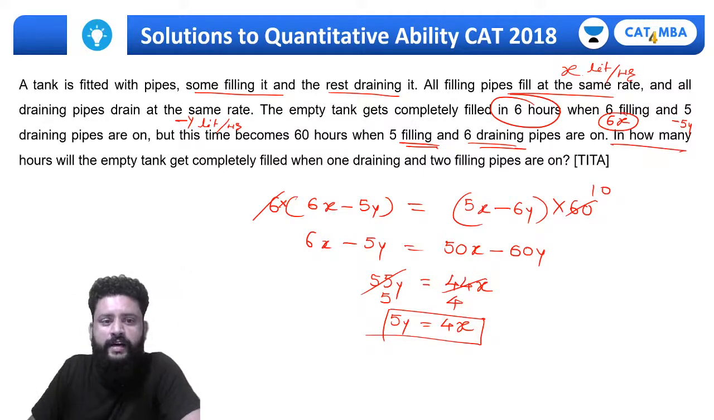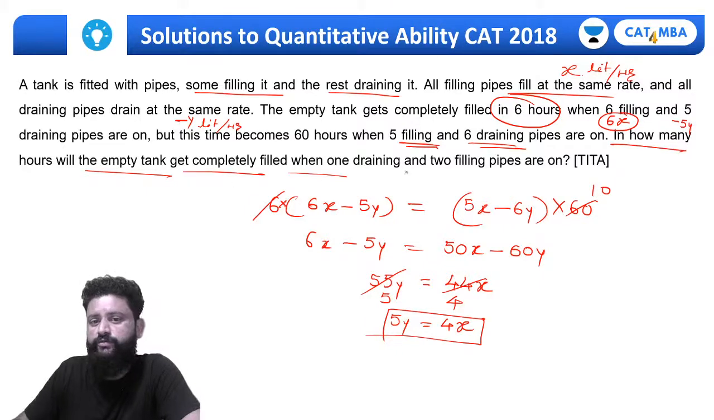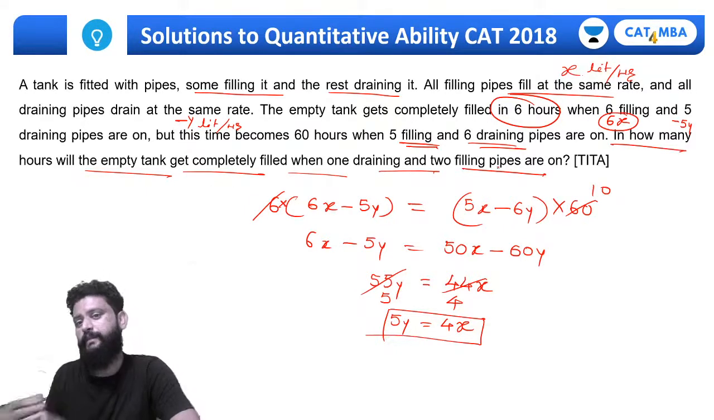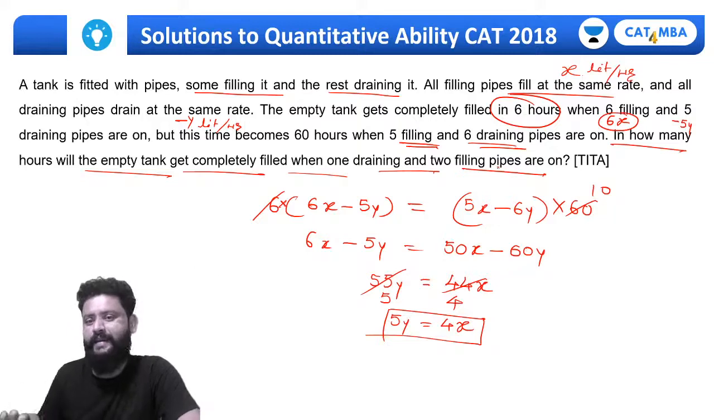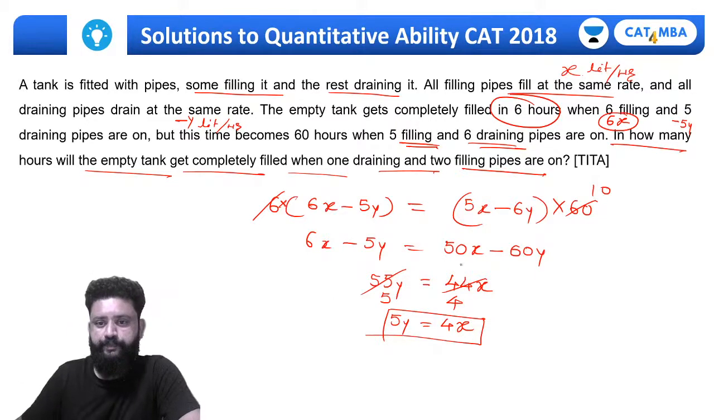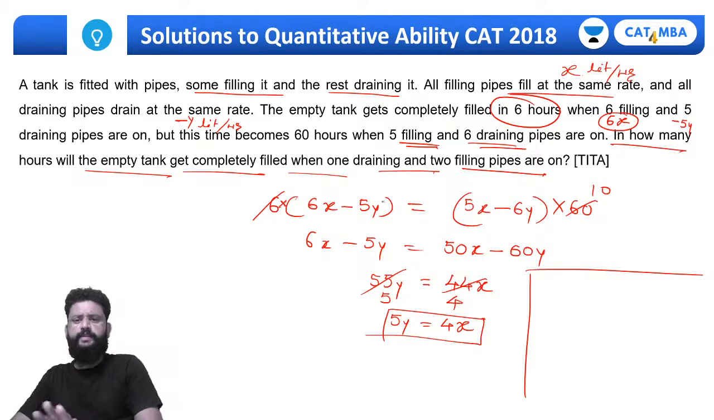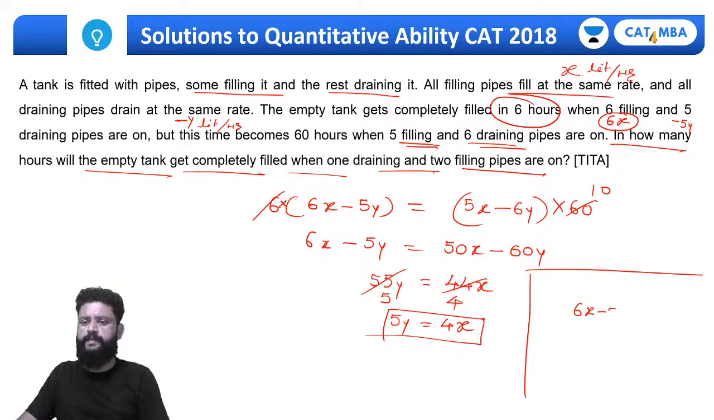In how many hours will the empty tank get completely filled when one draining pipe and two filling pipes are on? One draining and two filling pipes. So first thing, चलो let's take any of these two equations. जो पहले था, हमें पता है 6 पाइप फिल करते हैं एंड 5 पाइप ड्रेन करते हैं, तो टैंक को टाइम लगता है 6 आवर्स.